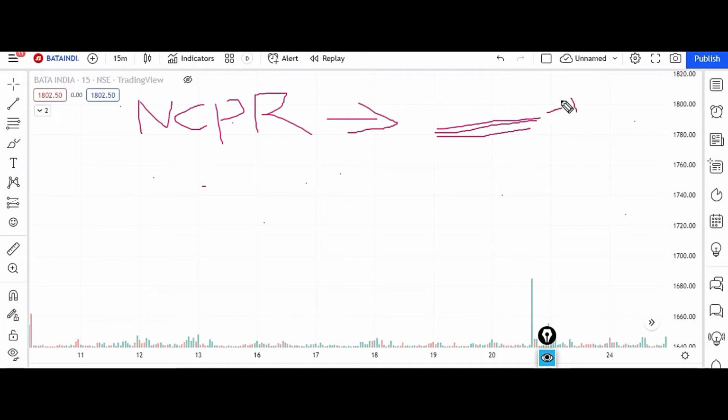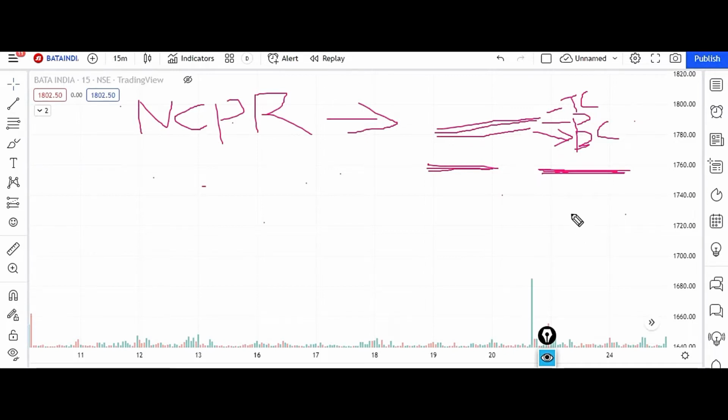The first level is TC, the mid level is the P pivot, and the down level is BC, the bottom central pivot. The space between them can be this much closer. It can be much closer like this. Sometimes it appears like a single thick line. Like this it appears. Okay, this is how narrow range CPR we can find in day trading.